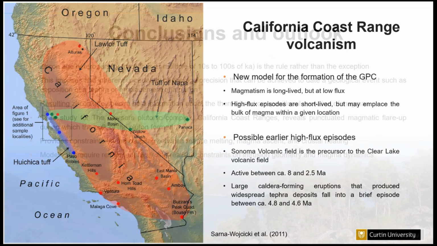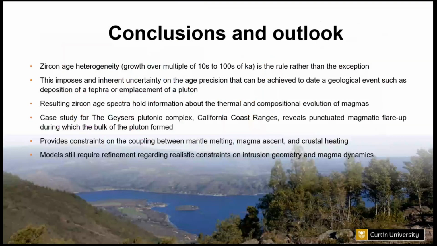So with this, I would like to thank you for your attention. I hope I could show you that this Zircon age heterogeneity, even in a simple igneous rock, a volcanic rock, a plutonic rock, where we have different ages ranging tens to hundreds of thousands of years, is the rule rather than the exception. And that, of course, places some limit on the uncertainties that we can actually get from a Zircon age, especially if it's a bulk Zircon age, where we take the entire Zircon.